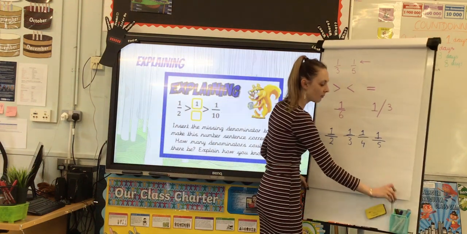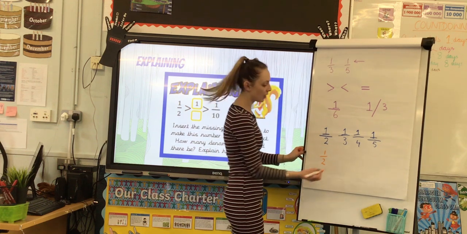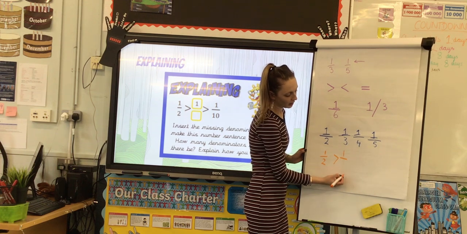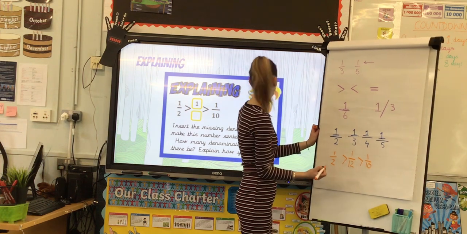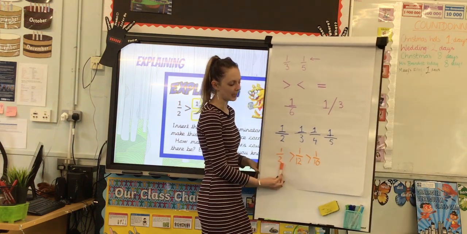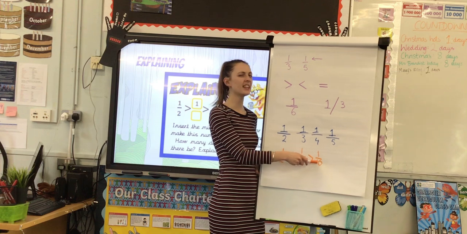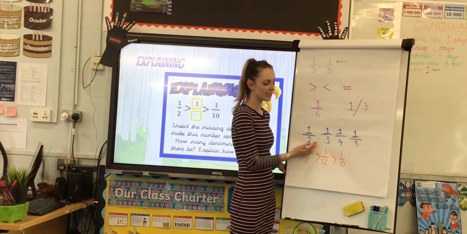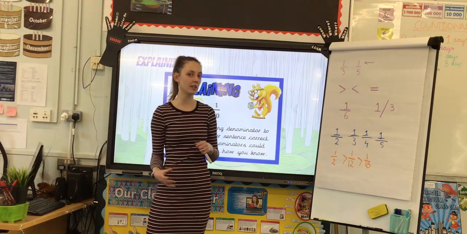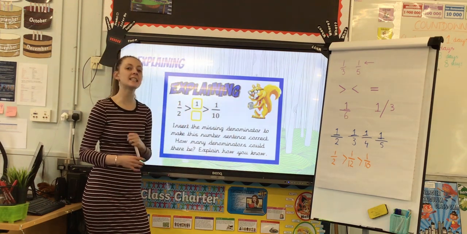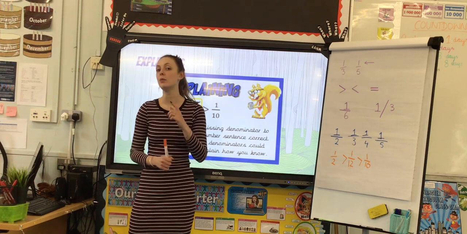For example, I know that I couldn't put 1/2 is greater than 1/12, which it is, and then 1/12 is greater than 1/10. That wouldn't work because if I look at my denominators, the value of the digit is getting bigger and then it's getting smaller again. And that doesn't quite make sense. So using this misconception here, so using this mistake, and using your knowledge of unit fractions and comparing unit fractions, I want you to think of as many different denominators that you could use in this blank space here. And I also want you to explain how you know you are correct.